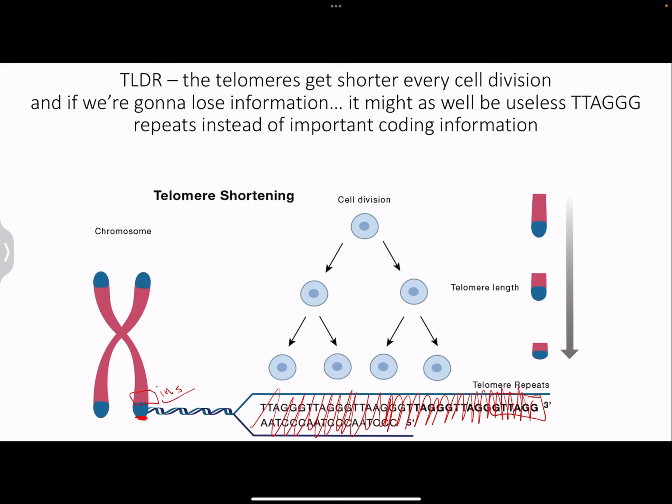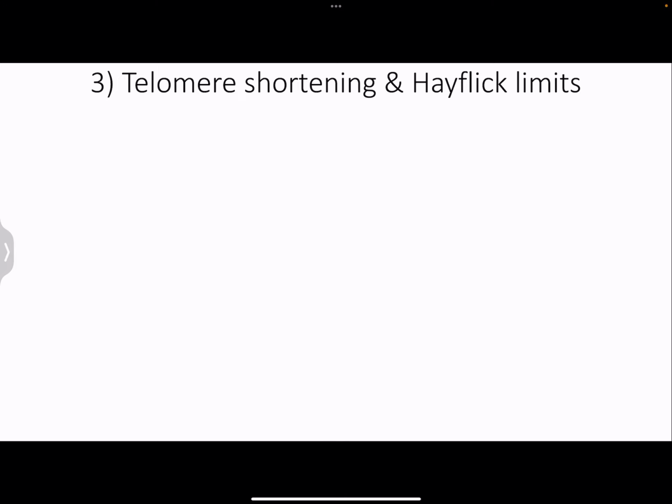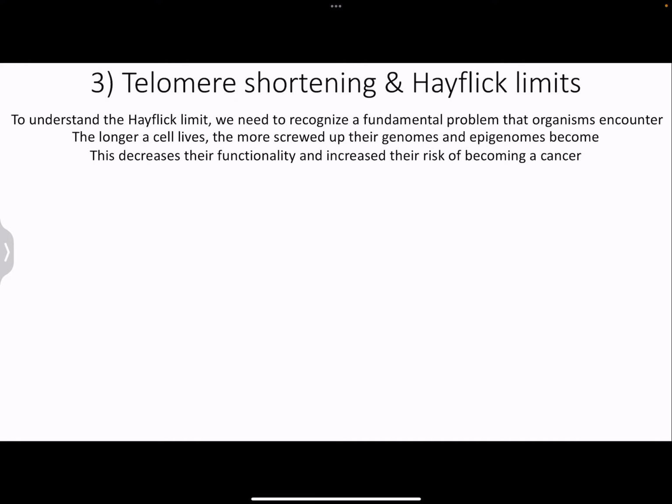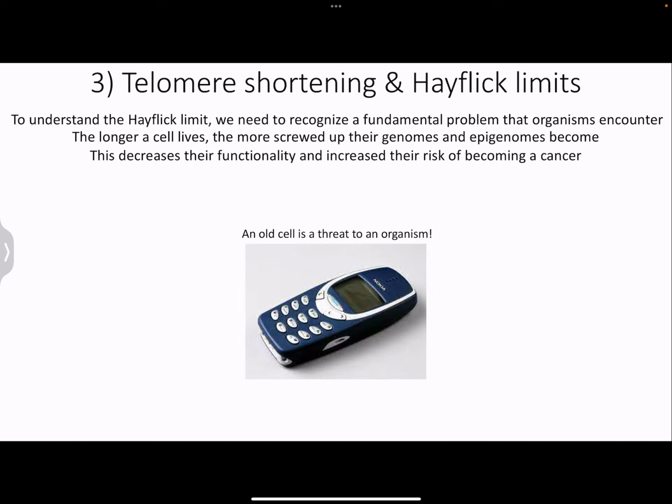So the last interesting thing: we talked about why telomeres shorten and why we might want TTAGGG, useless information, instead of an important protein-coding gene. But what is the Hayflick limit? To understand the Hayflick limit, it seems obvious if you think for a second that the longer a cell lives, the more mutations it's going to make, the more changes to the epigenome, the more protein garbage is going to accumulate. The cell's just going to become kind of worse over time. This decreases the functionality and increases the risk that these cells are going to become cancerous. So old cells are dangerous cells. They don't function and they're likely to become a cancer.